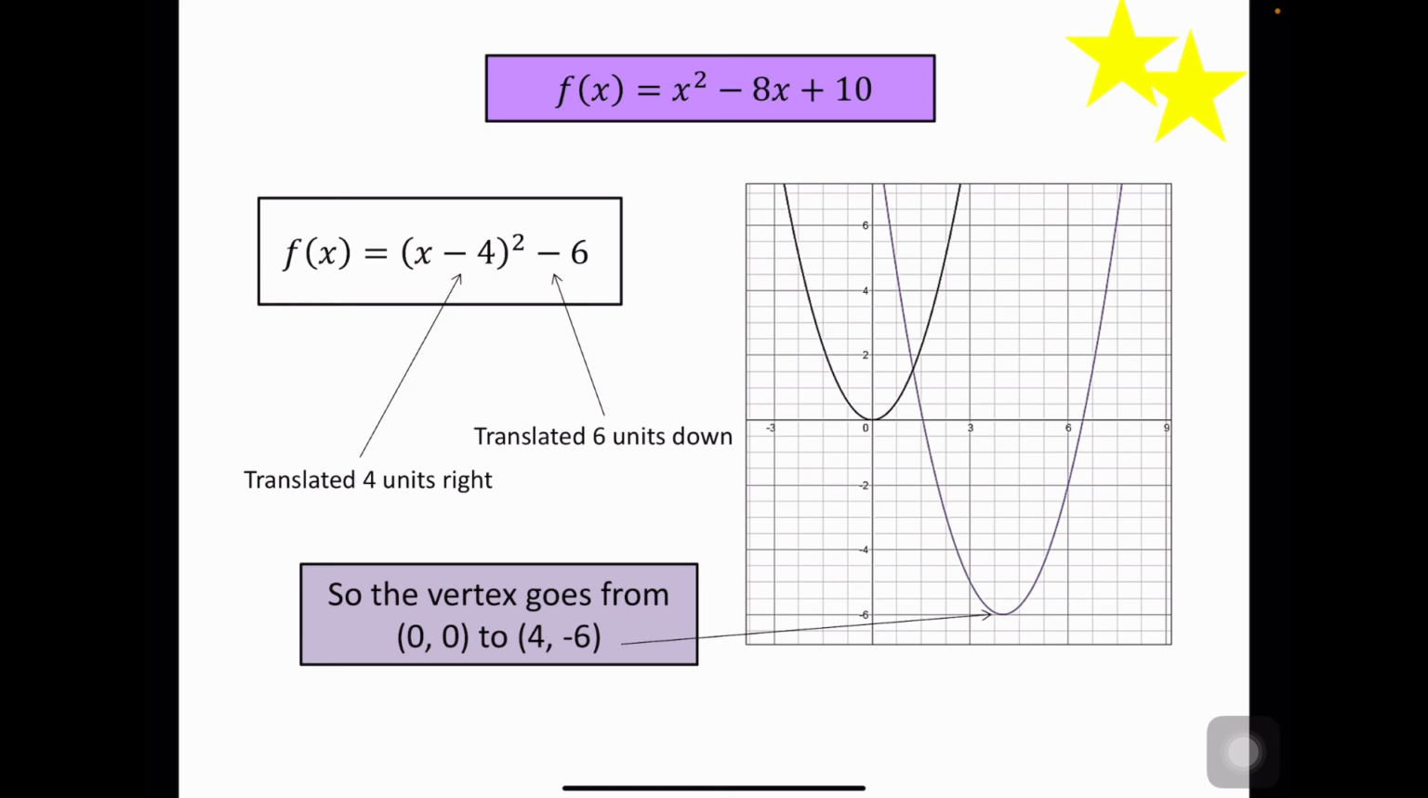So here we're going to look at one of them. I think it's the first one. Yeah, it's the first one. So start off with y equals x squared. Step 1, translate 4 units to the right. Because it's -4, we're going to shift to the right.